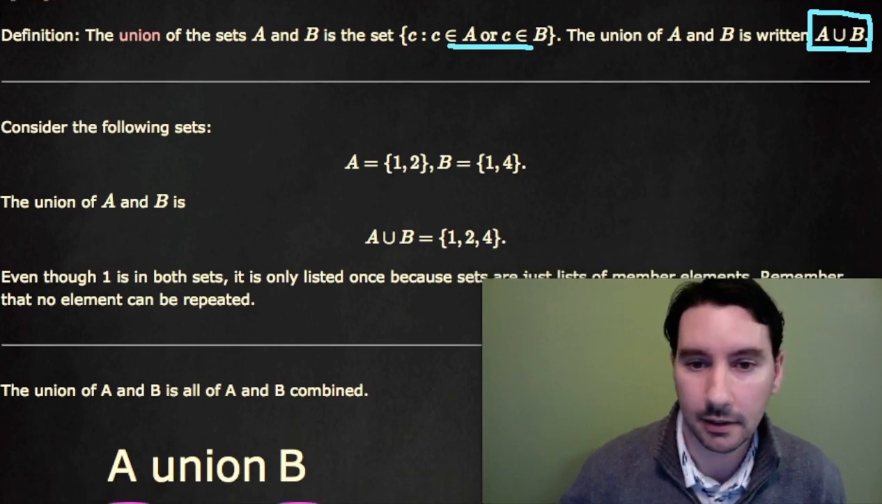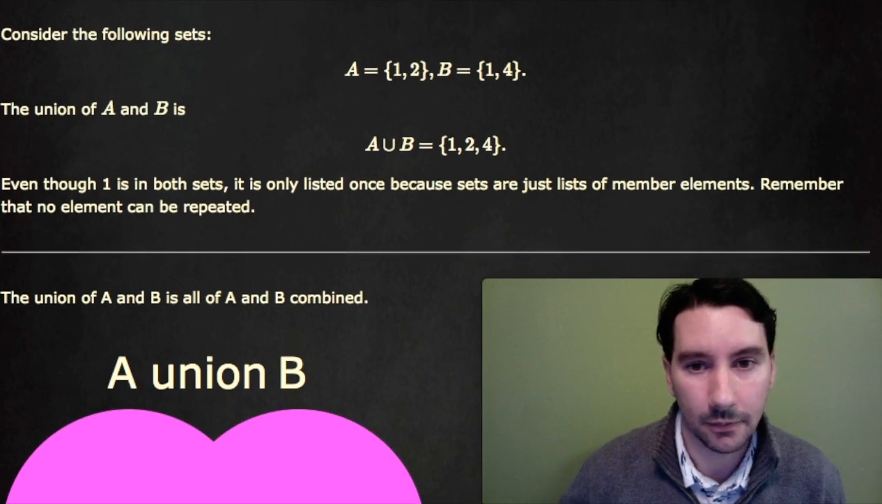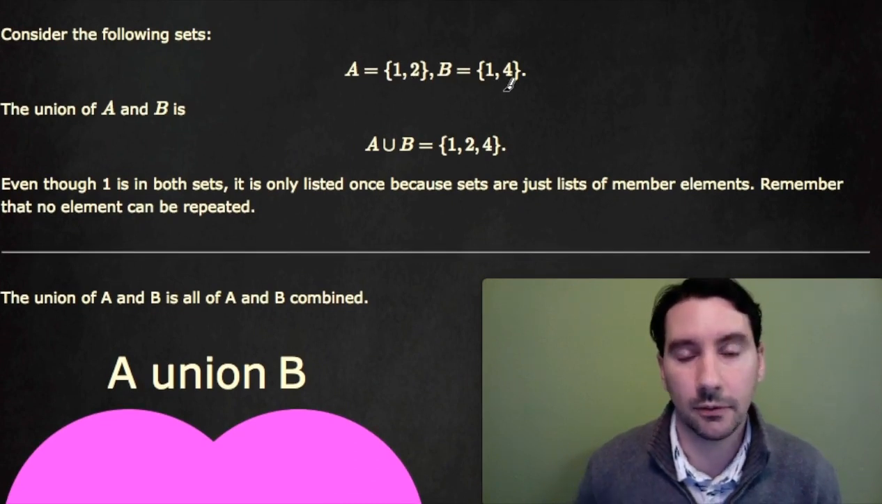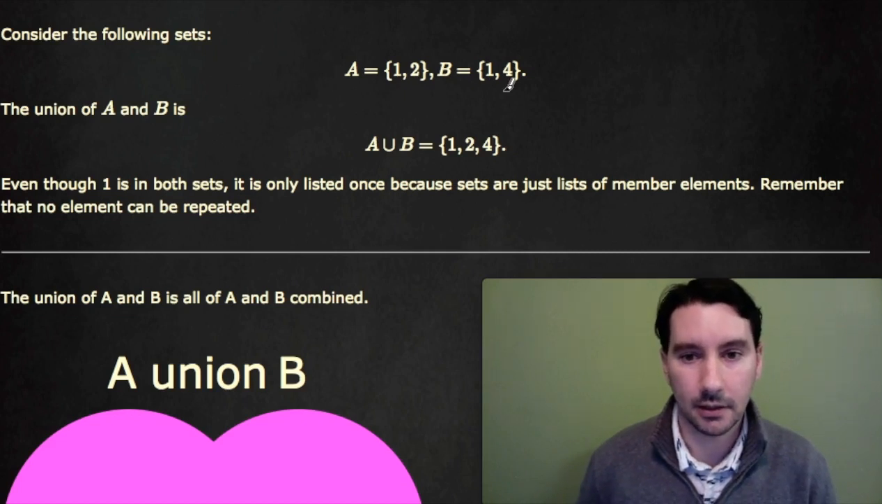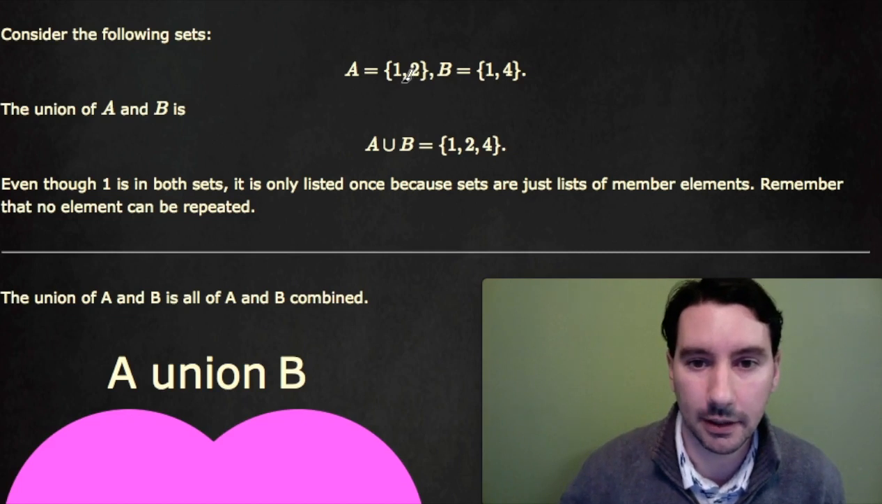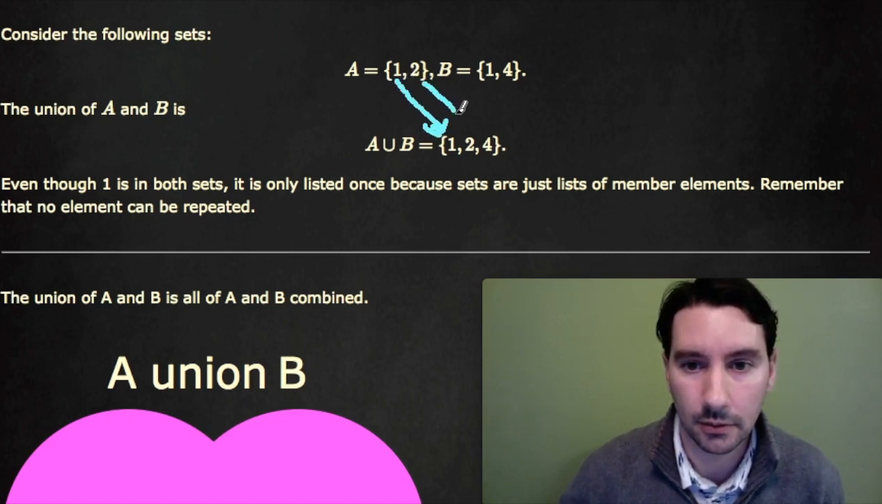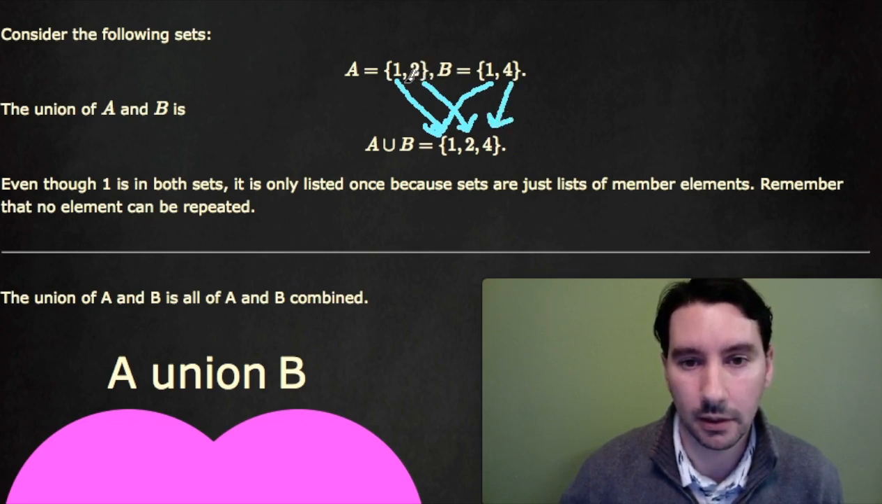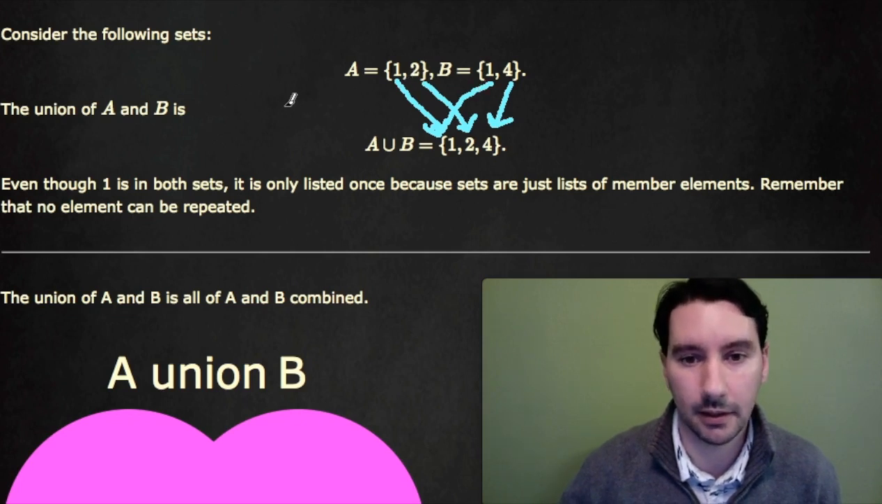So let's take a simple example. If we have two sets, A, which is 1, 2, and B, which is 1, 4, then the union of A and B is just a way to combine A and B. So you take all the elements and put them in one set. So 1 goes in the union, 2 goes in the union. This 1 is already there, but 1 is in the union, and 4 is in the union. So it could be in either A or B, or like the element 1, it's in both A and B.